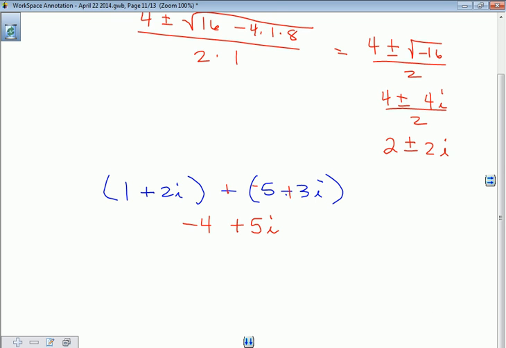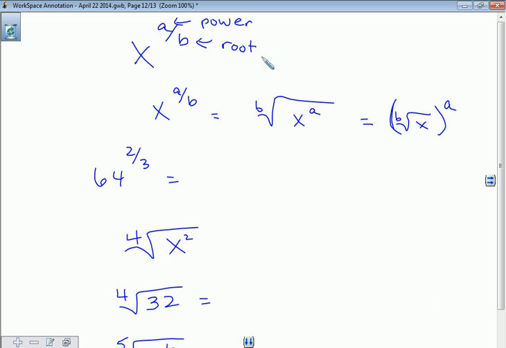Okay, all right, next section, rational exponents. With a rational exponent, we have x raised to the a over b. Everybody in 10th grade learned this. So the top number of the rational exponent represents the power to which you're raising the base. The bottom, the denominator, represents the root which you are taking.